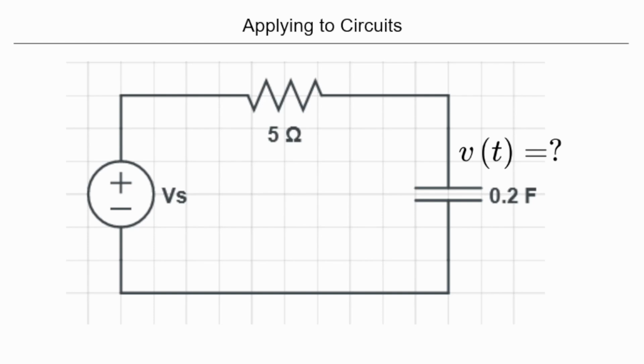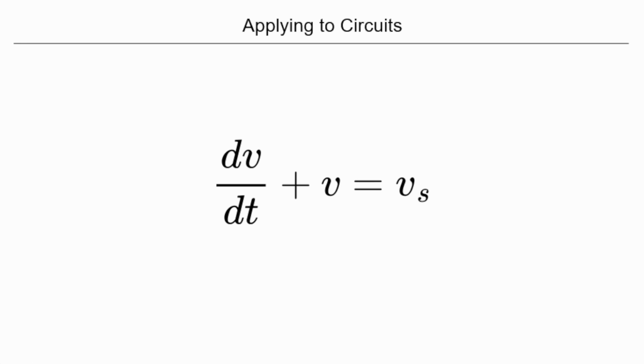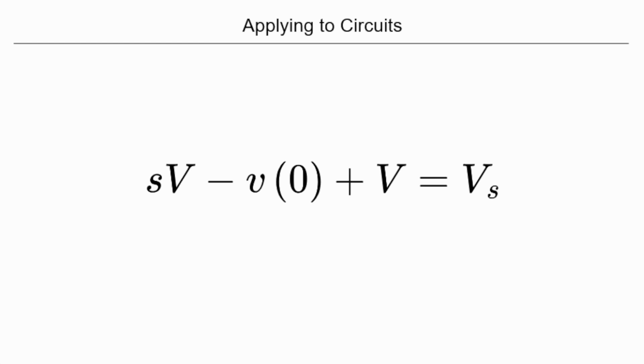So using Kirchhoff's voltage law, Vs equals 5 ohms times the current plus V. And as you might remember, in a capacitor, current is, in this case, 0.2 times dV/dt, where V is the voltage that we want to calculate. So we have to solve for V in this differential equation. And as you might know, when we have a differential equation, we can solve it using the Laplace transform, which will give us this.